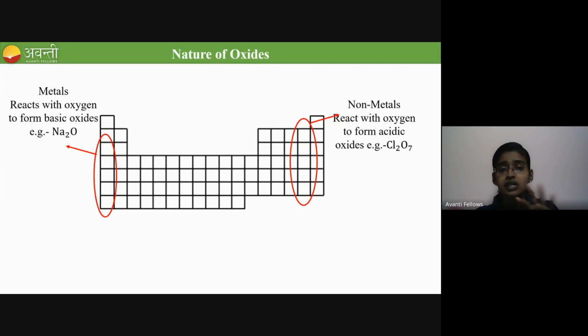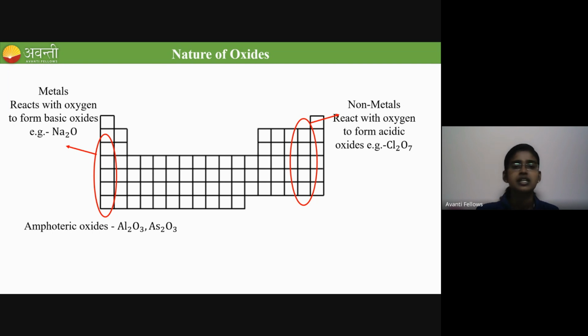And also, what about the elements which are present in between? At the center of the periodic table, we have some elements, right? Those elements also form oxides, but those oxides are amphoteric oxides. Amphoteric means they can act as a base as well as an acid.